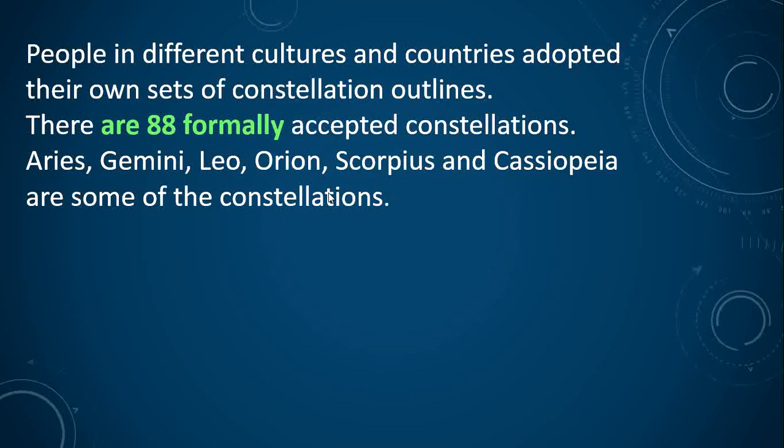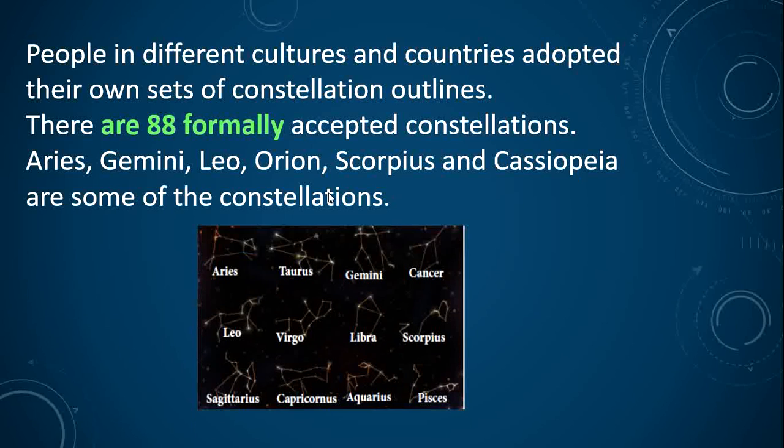Aries, Gemini, Leo, Orion, Scorpius, Cassiopeia are some of the constellations. See here: Aries, Taurus, Gemini, Cancer, Leo, Virgo, Libra, Scorpius, Sagittarius, Capricornus, Aquarius, Pisces. So these are all constellations. So there are totally how many constellations? 88. Now let us recap.